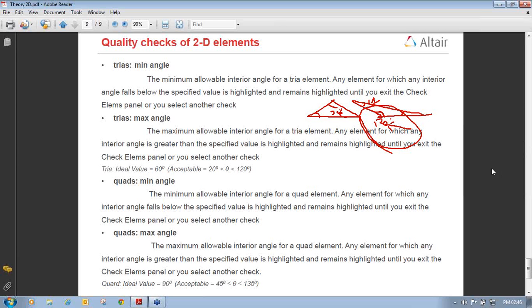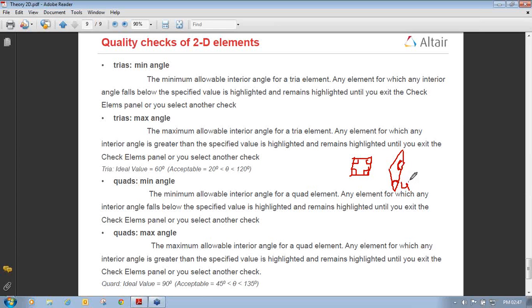Then the next point is minimum angle quad and maximum angle quad. This is same as the tria element. Actually, the quad element should have all the angles as 90 degree, but due to the geometrical influence, it may deform in shape. So the maximum angle and minimum angle criteria for the quad element is that the minimum angle should not go below 45 degree and the maximum angle should not exceed 135 degree.